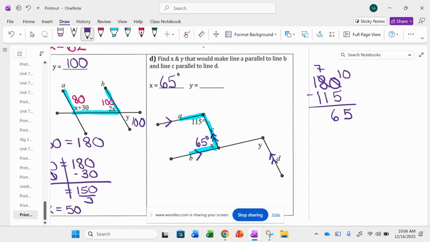Y is not so easy. Is there any line connecting 115 and y? No, so I can't use the 115. Now I can try to use the x, the 65, since there is a line connecting those. But is there any kind of angle there? No. So now we're going to have to think outside the box. It's not a direct solve problem.